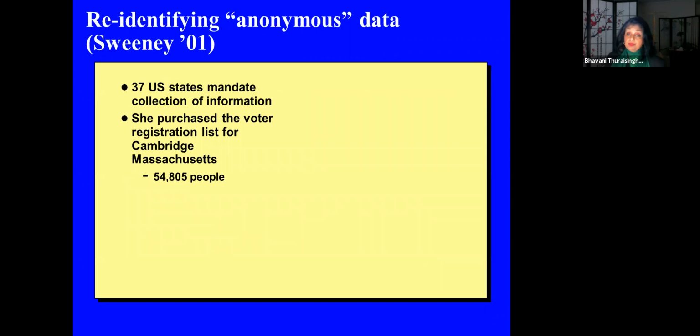One of the professors at Harvard, Professor Latanya Sweeney, is the expert on data privacy, an extremely well-known professional and professor, with a PhD from MIT. This is her work, re-identifying anonymous data. She was the first to come up with a measure for privacy. In fact, she came up with k-anonymity. She noted that 37 US states mandate collection of information. She purchased the voter registration list for Cambridge, Massachusetts, at that time 54,805 people.